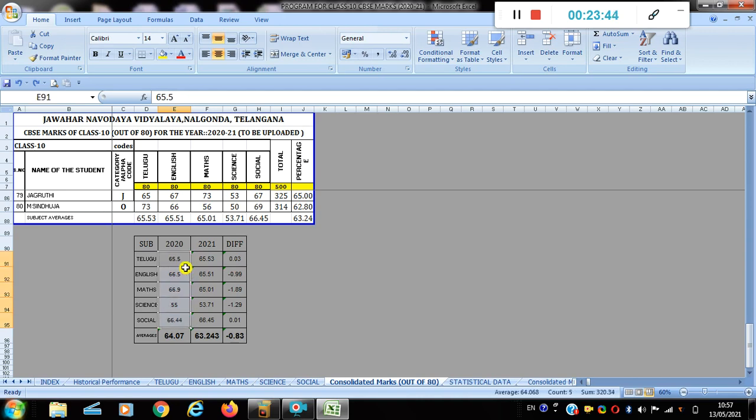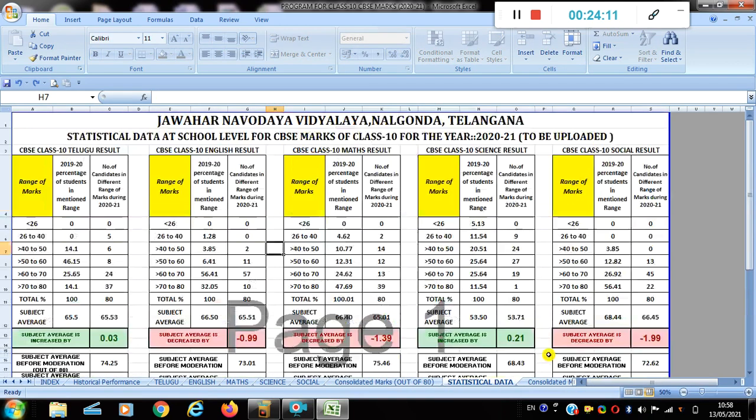If I consider only these five subject averages, except basic mathematics, it is coming around 64.07. For 2021, it is coming around 63.243. See, 64.07 and -0.83 coming to 63.24 only. Yes. Now, statistical data, just to have a look.